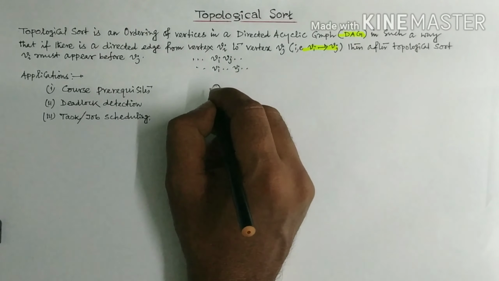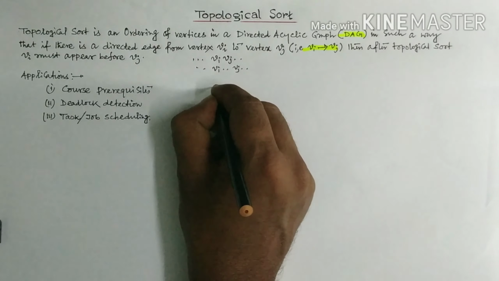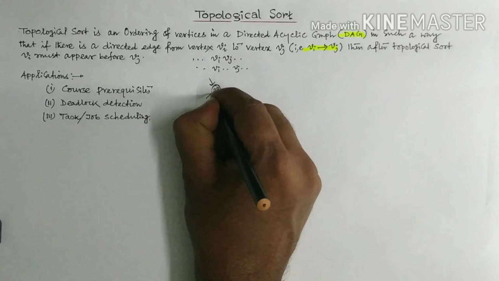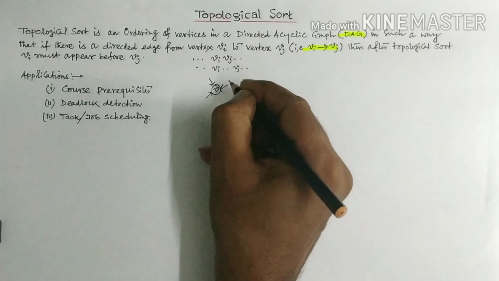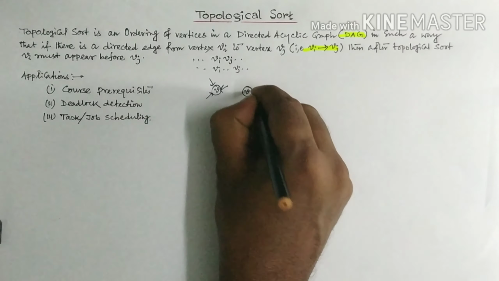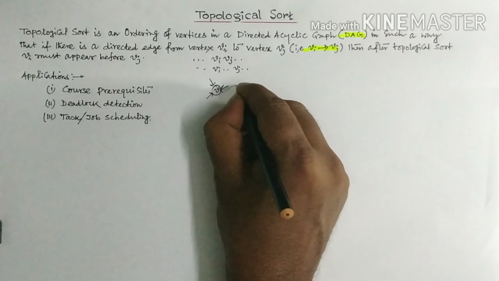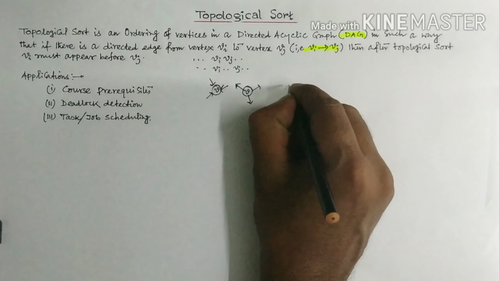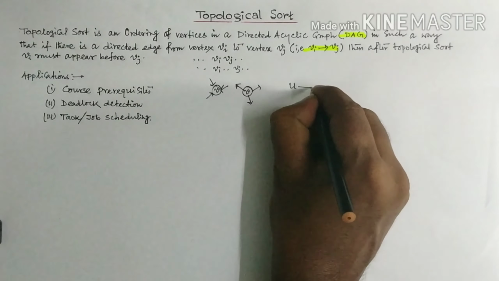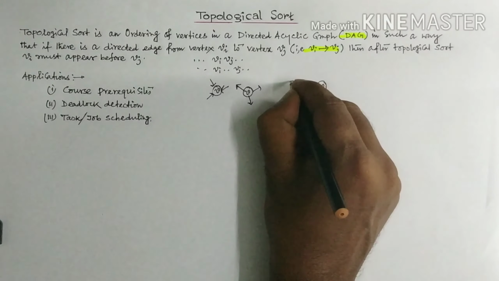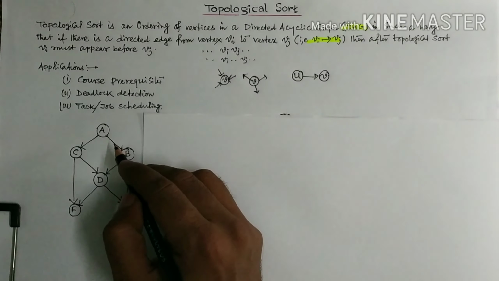Before starting the procedure of topological sort, first we should know the terms. In-degree of vertex V means the number of edges coming into vertex V. Out-degree of vertex V means the number of edges going out from vertex V. And if there is a directed edge from vertex U to vertex V, then V is adjacent to U, but the reverse is not true. Let us take an example.